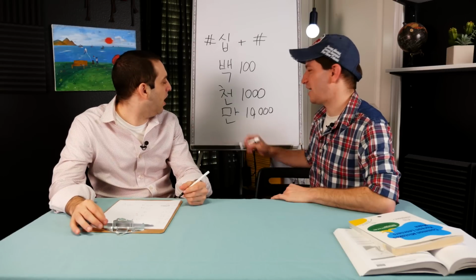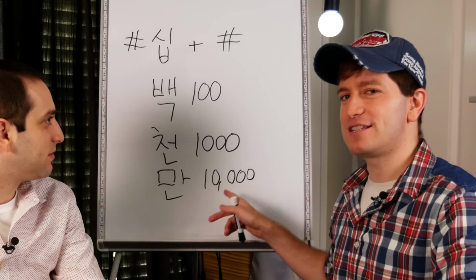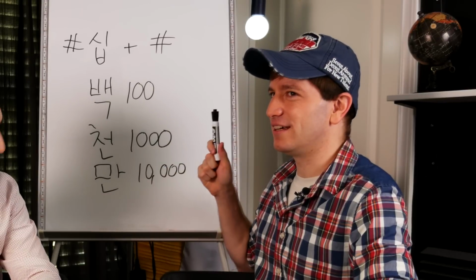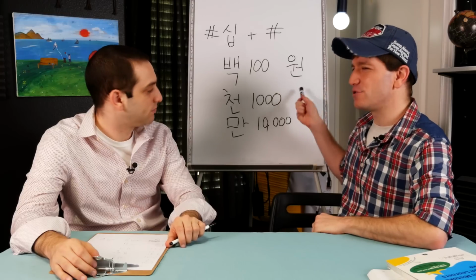With this, you can actually count to 99,999,999. After this, the next counter is 100 million. In Korea, the regular currency that they use is the Korean won. About 1,000 won is a dollar.